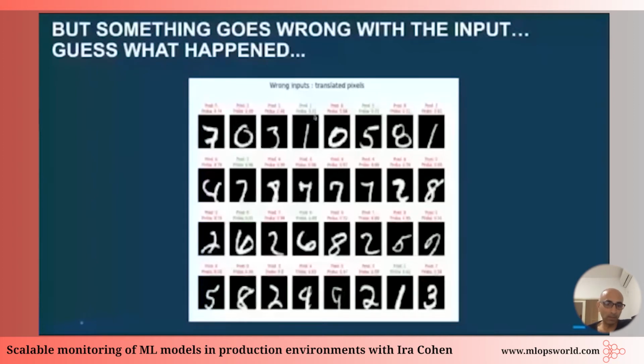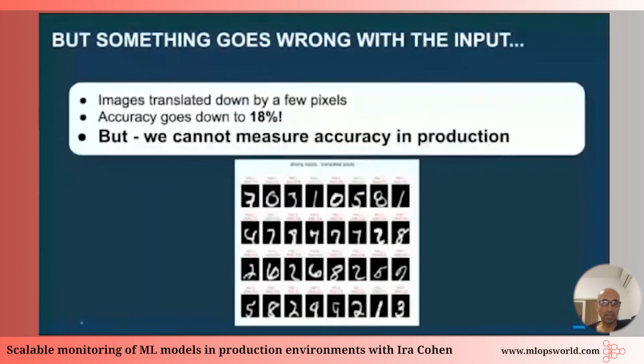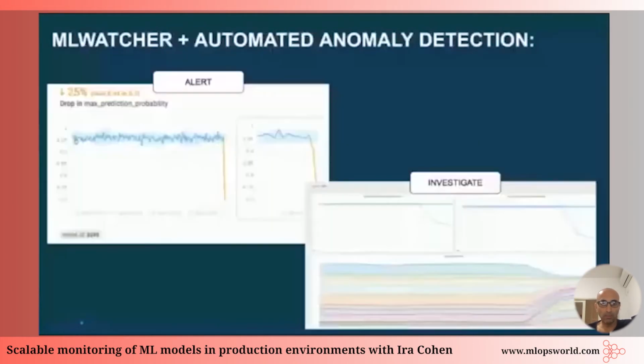First of all, the accuracy went down to 18% on a test set, but we cannot measure this accuracy in production. Now, how does it look? This is the alert that you saw before. Basically, if before the output prediction probability was very steady at around 0.95, it all of a sudden dropped to around 0.7, and this is the alert that you get.